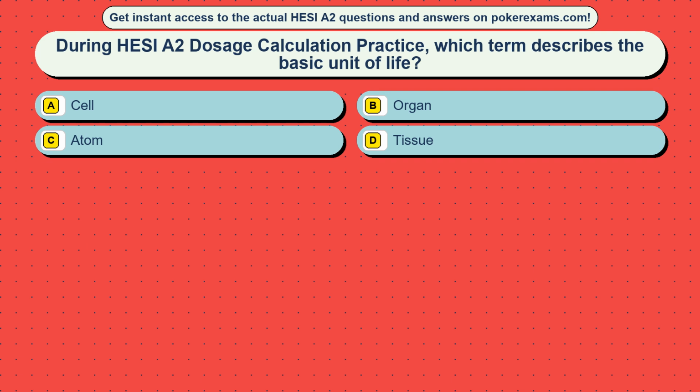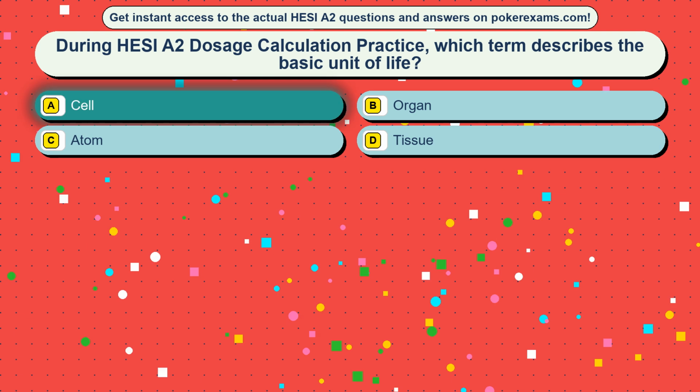Question 11. During HESI A2 dosage calculation practice, which term describes the basic unit of life? Option A, cell. Option B, organ. Option C, atom. Option D, tissue. The correct answer is option A, cell.